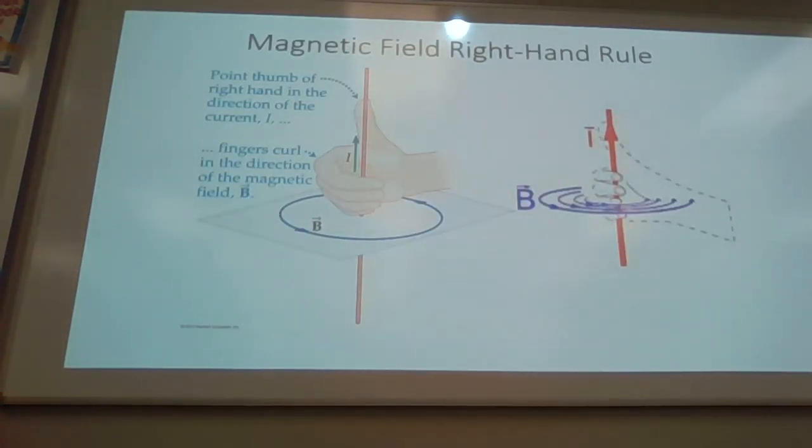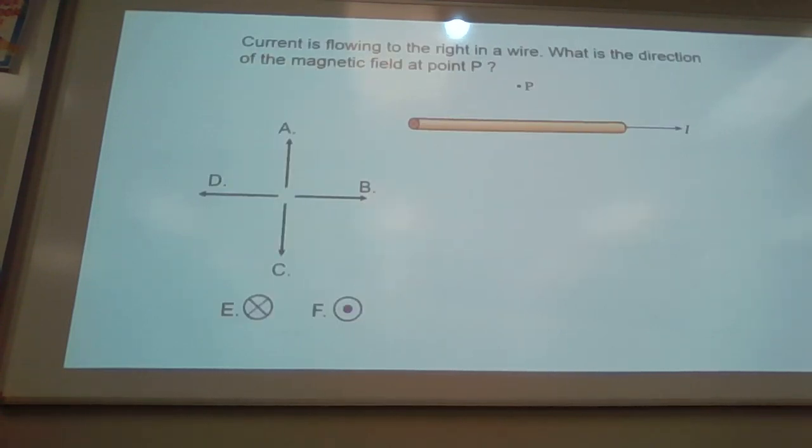Okay. All right. So first, right-hand rule. Moving charged particles create a magnetic field. Stick your thumb in the direction of current. Fingers wrap around in the direction of the magnetic field.